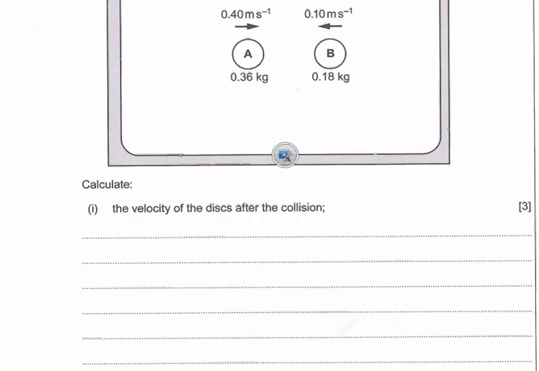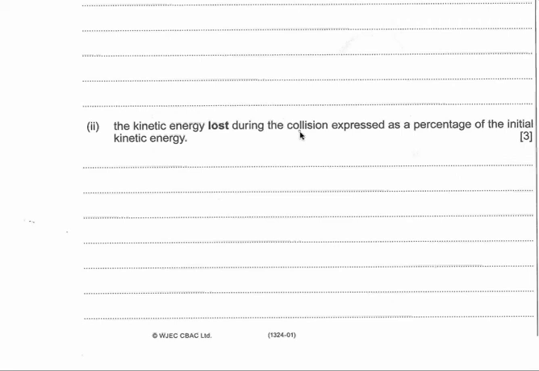Right. I'll just pause for a second. So the final answer here was 0.23 meters a second. We'll be using that in the next part. So we need the kinetic energy lost during the collision expressed as a percentage of the initial kinetic energy. So we'll work out the initial kinetic energy first of all, EK before, let's call it. And remember that kinetic energy is a scalar, so the direction of the velocity now doesn't matter. There's no positive or negative, and in any case it's squared.